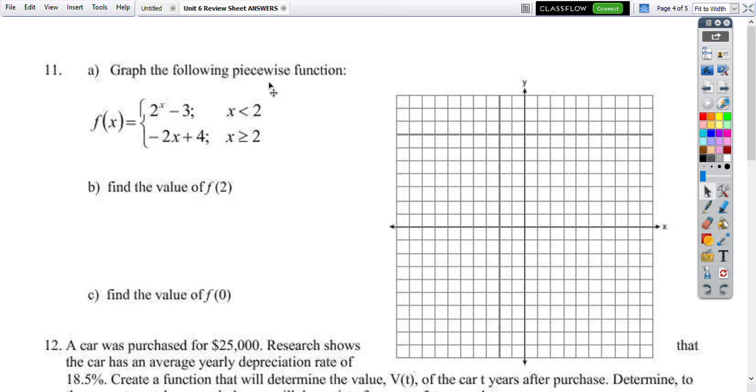So what we need to do is first check the endpoints. We need to see where this 2 is actually going to be on the graph. I know it's an open circle because it's not a greater than or equal to or less than or equal to. So I'm going to take 2 and plug it into that function. So 2 squared, which is 4, minus 3 is equal to 1. So I know that there's a point at 2, 1. I'm going to go over 2, up 1.